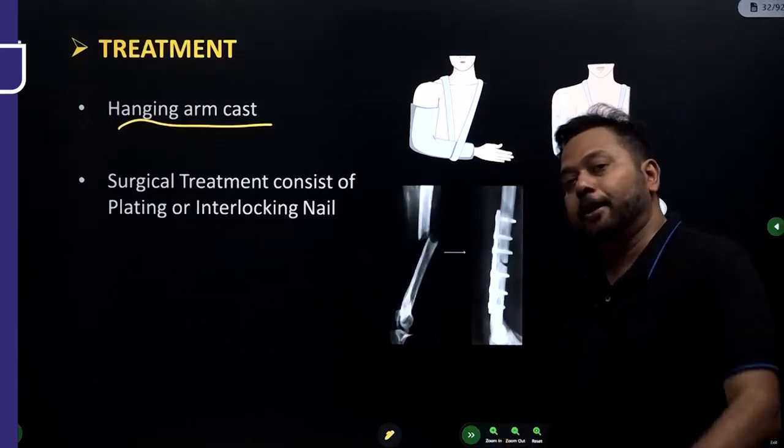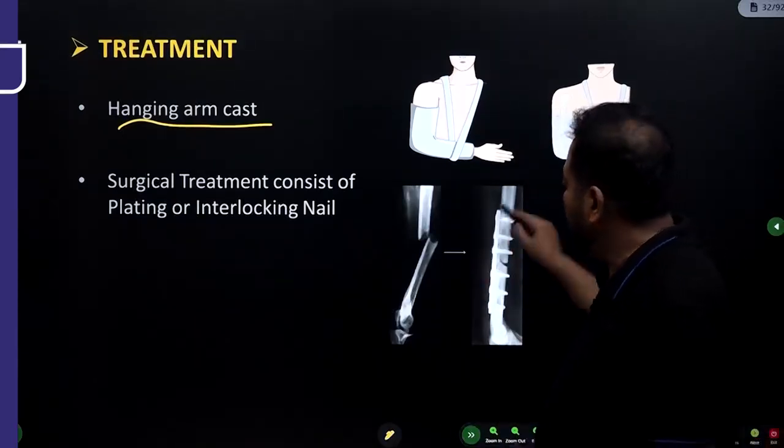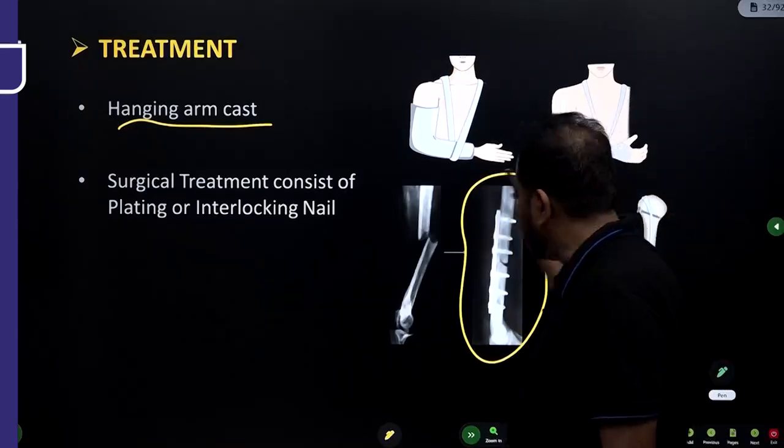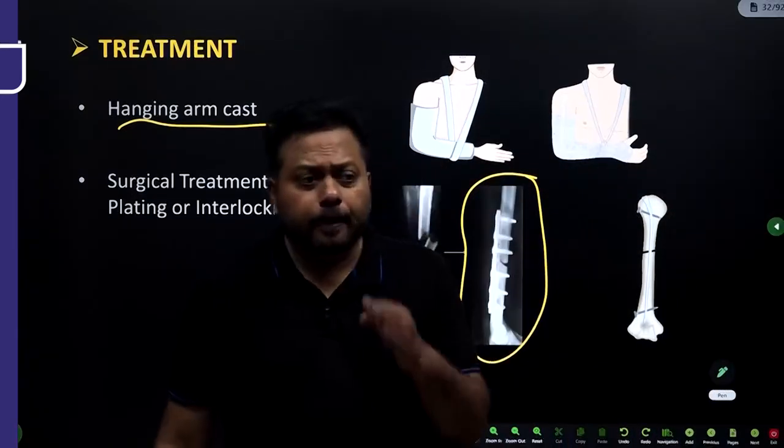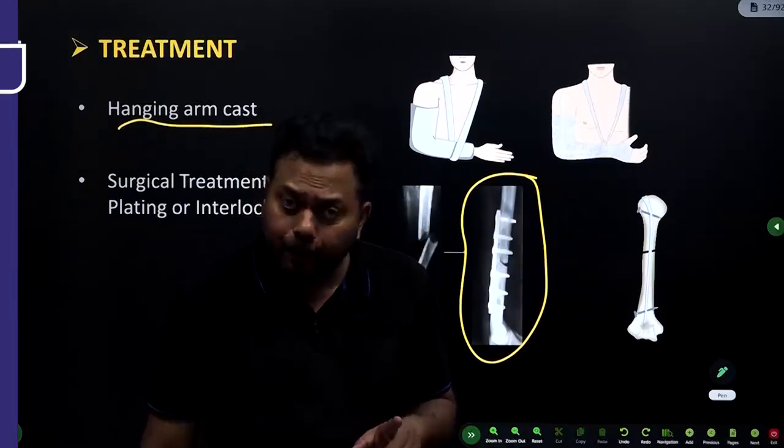If at all surgery is needed for shaft of humerus fracture, the best management is open reduction internal fixation with plates. Okay, plates. But with that, the surgeon should be a real expert, otherwise there is a very high chance of radial nerve injury.